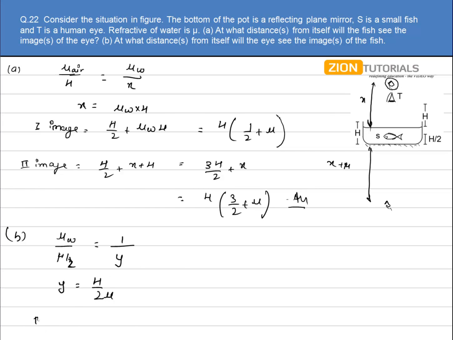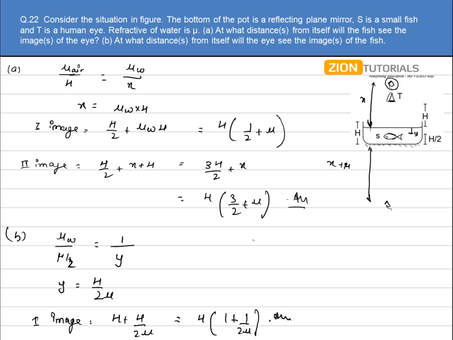So the distance of the first image from the eye will be equal to h plus h by 2 mu, because this y will be somewhere over here. So the distance from the eye is h plus y, that is h plus h by 2 mu. So h 1 plus 1 by 2 mu.